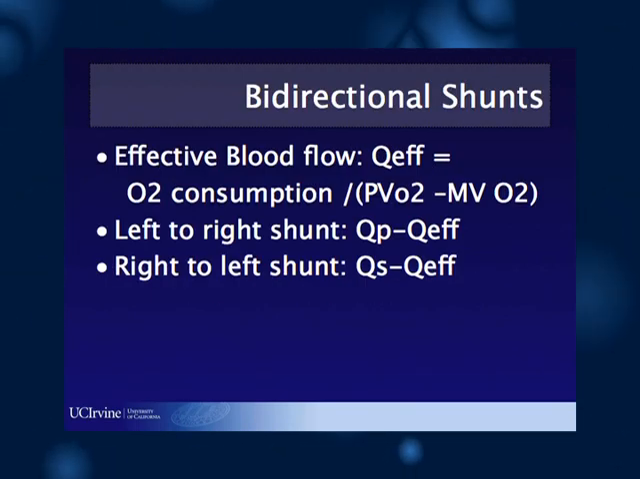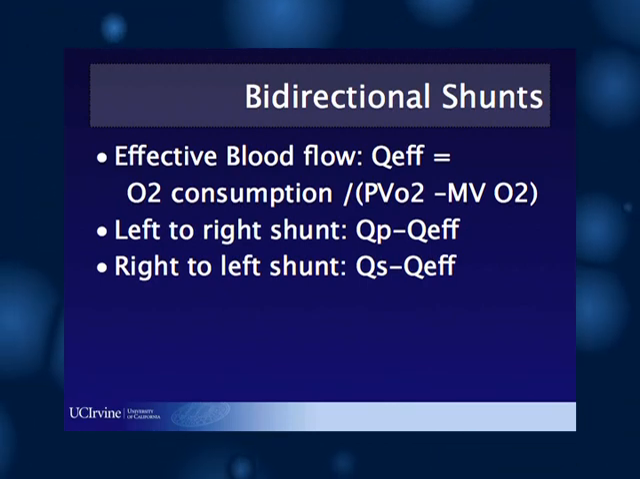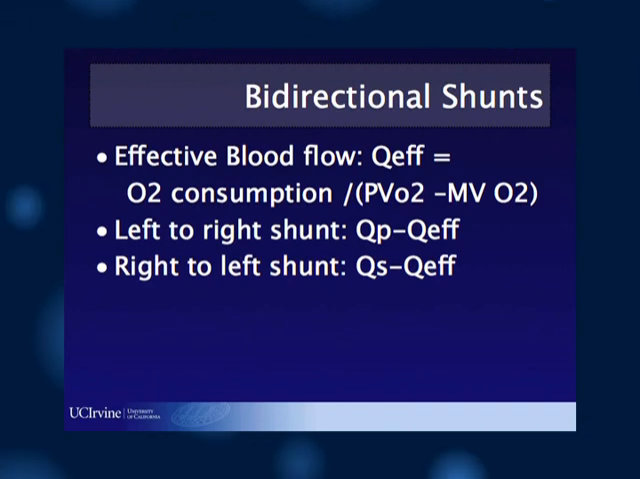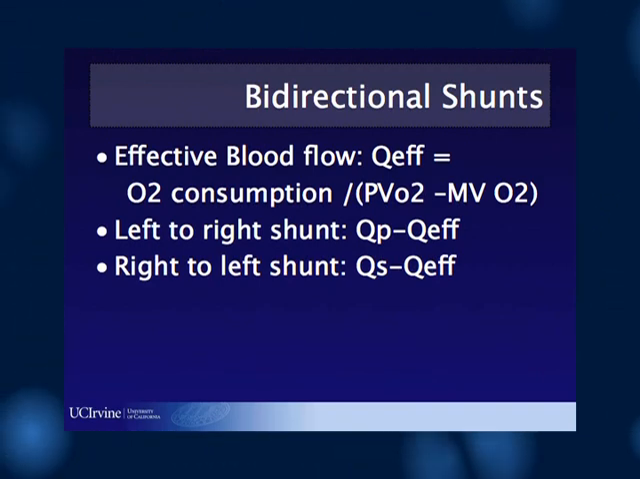Sometimes shunts are of such a size that they shunt blood in both directions. That is, they shunt it left to right, and then at another point in the cardiac cycle, it shifts back to a shunt right to left. And to calculate bidirectional shunts, we need to assess the quantity called effective blood flow.